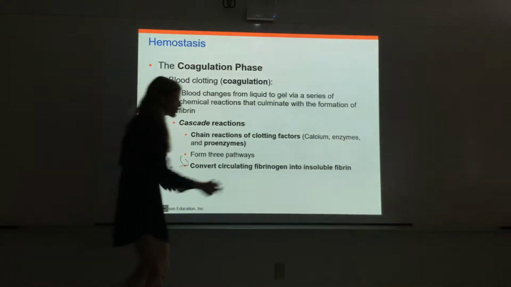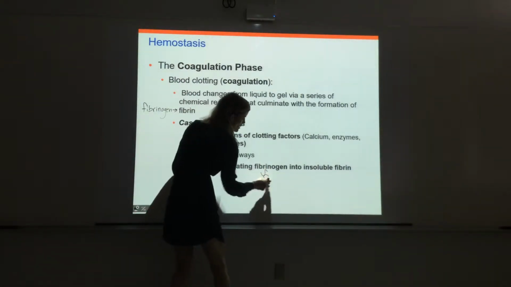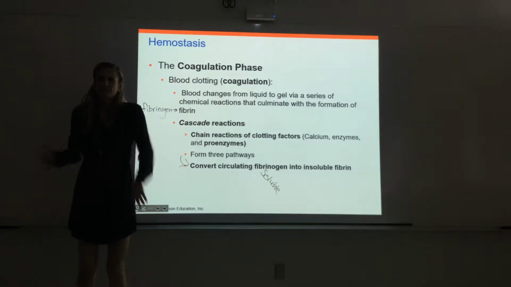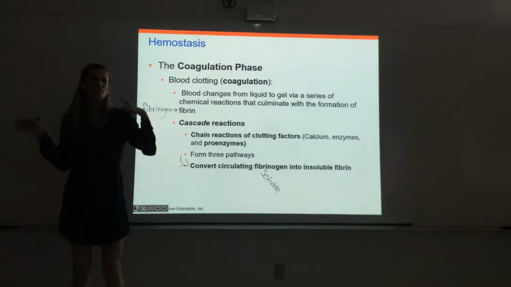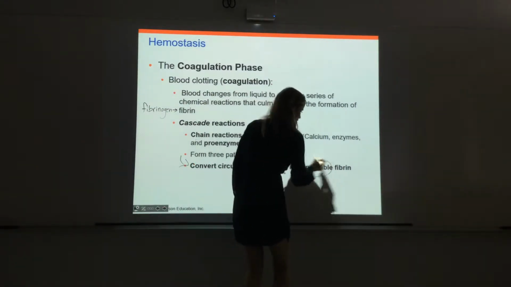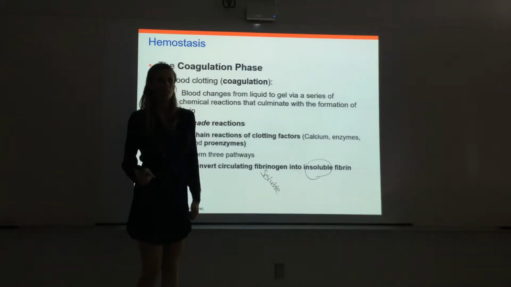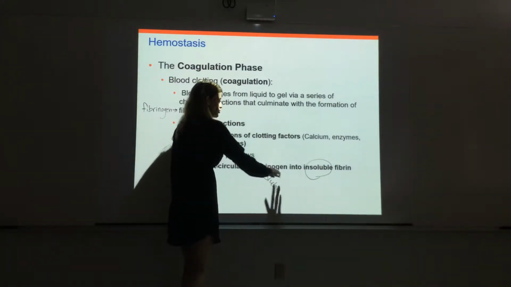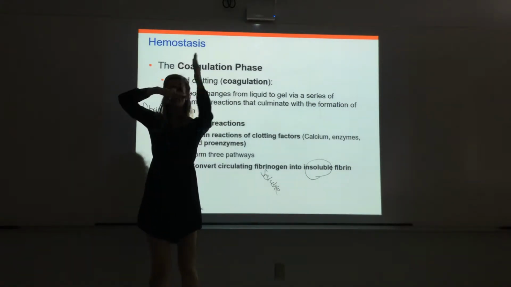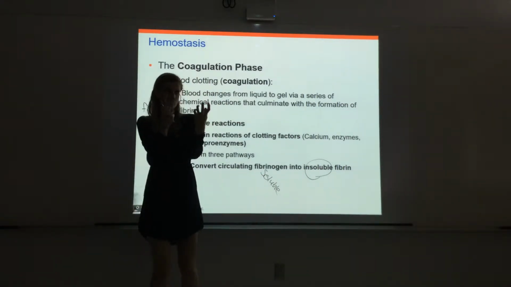The reason that that's important is that fibrinogen is soluble in the blood. It free flows through the blood, soluble, no worries. Fibrin is insoluble. So once we convert the chemical fibrinogen into fibrin, now we have these strands that are insoluble. They're not soluble in the bloodstream anymore.